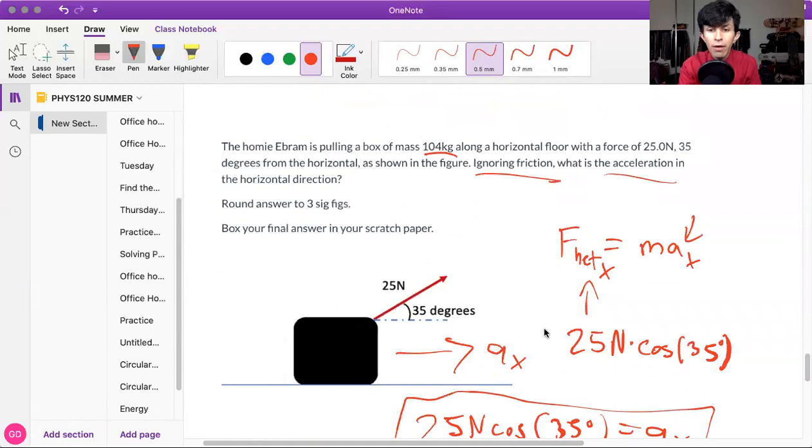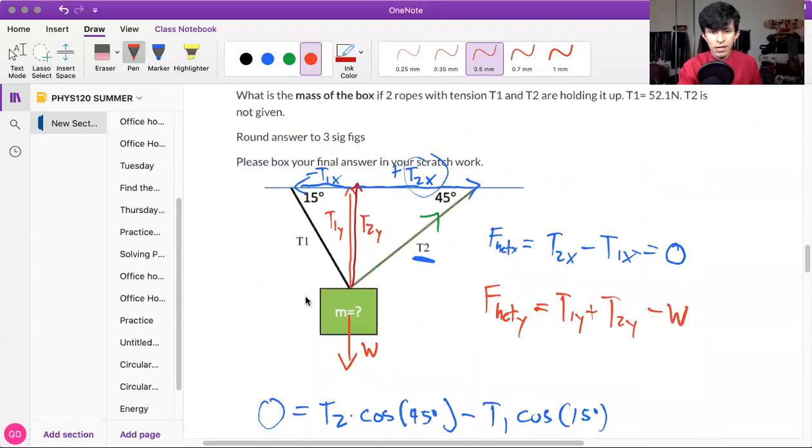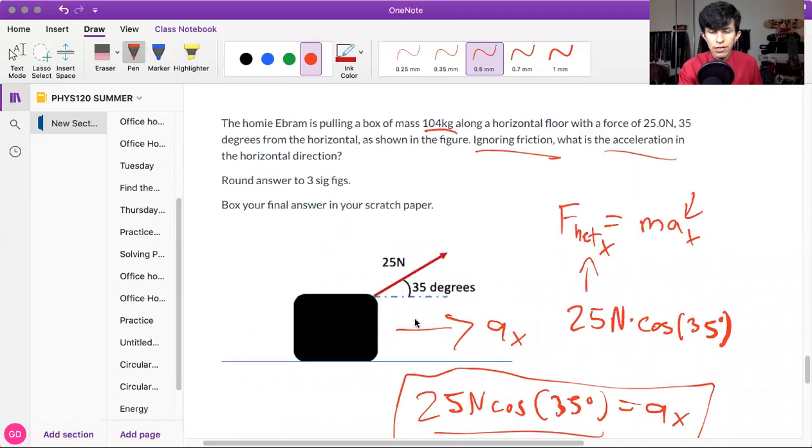And then this problem was, okay, so when you see it for the first time, of course, it doesn't seem simpler, but this is only half the work of a problem like this right here, because you're only focused on one dimension, and that dimension is the x-axis, and finding the acceleration in the x.